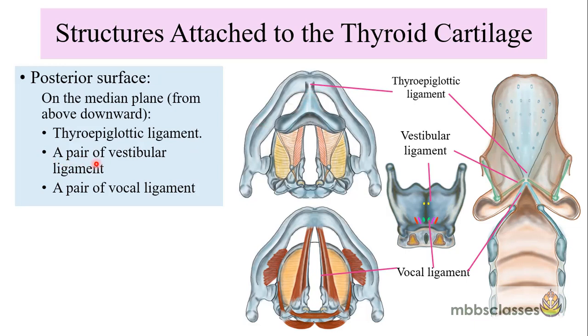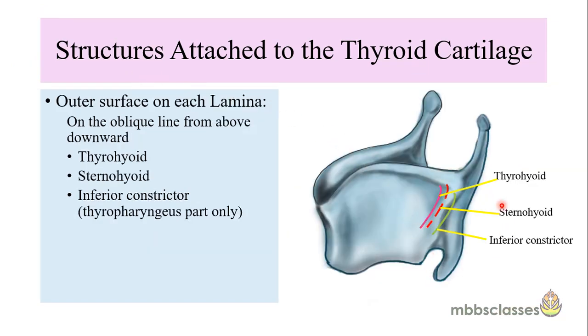Then we have a pair of vestibular ligaments. Here, this is the vestibular ligament. Anteriorly it is attached to the thyroid cartilage, and also a pair of vocal ligaments. They are also attached to the thyroid cartilage. We can see one on each side, the thyroid vocal ligament, then the vestibular ligament, and the pedicle of the epiglottis attached by the thyroepiglottic ligament. In this image, the gray one is the vocal ligament, and it's attached on each side.